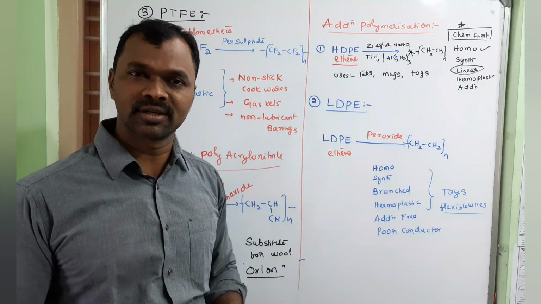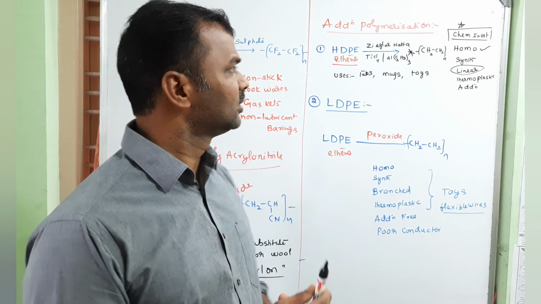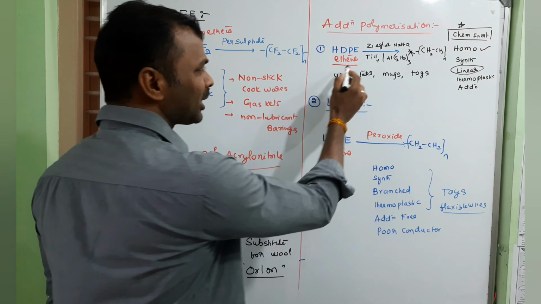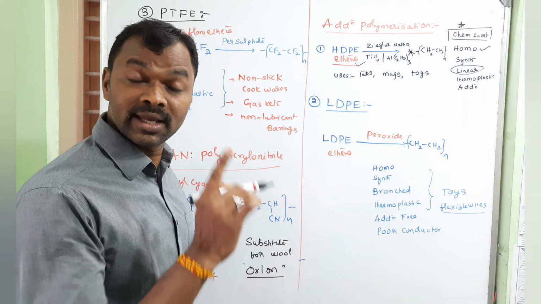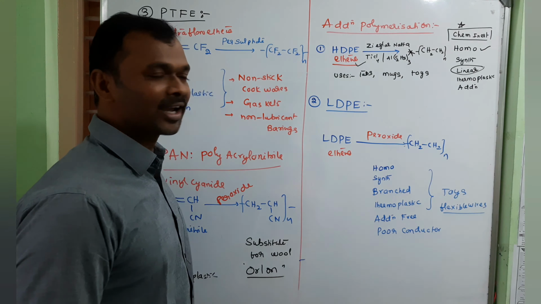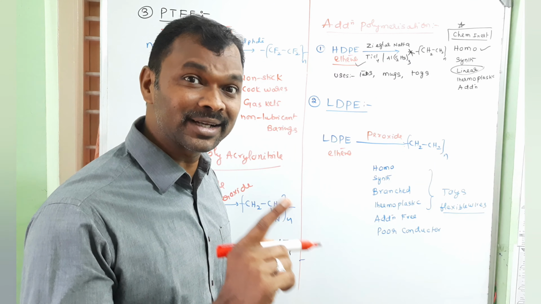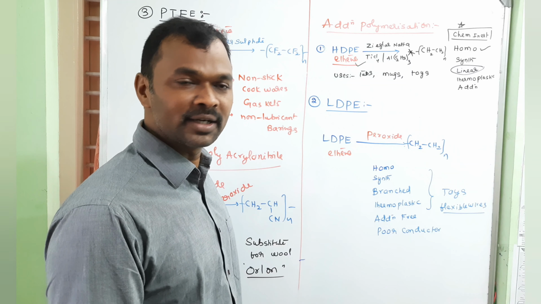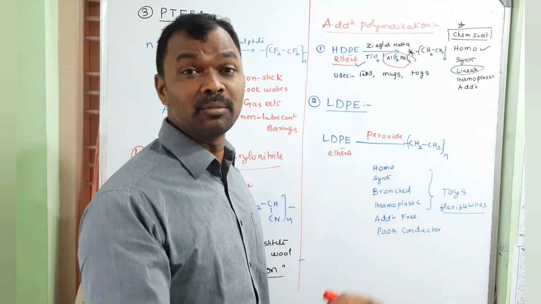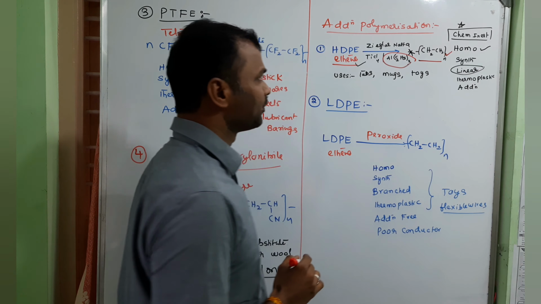Addition polymerization. Polymer is formed just by adding monomers. The first one is high density polythene. Monomer is ethene. Catalyst is very important, my dear children. Ziegler-Natta catalyst: titanium tetrachloride and aluminium triethyl. Sometimes they'll give trimethyl. So we are getting polythene, high density polythene.